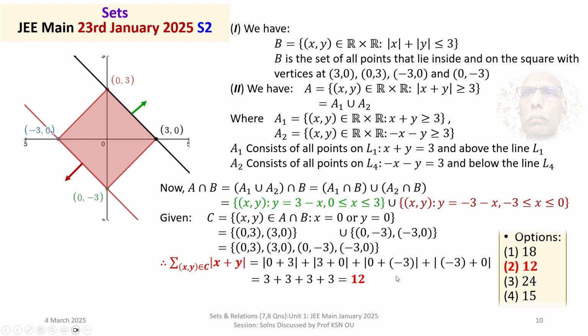Let's look at our options. Our answer 12 appears against option 2. Therefore, the answer to this question is option 2. Right. That is the detailed discussion of this question. As I have already mentioned to you in the beginning of the question, this question is to be seen geometrically. Then it becomes easier. Otherwise, it will be difficult.